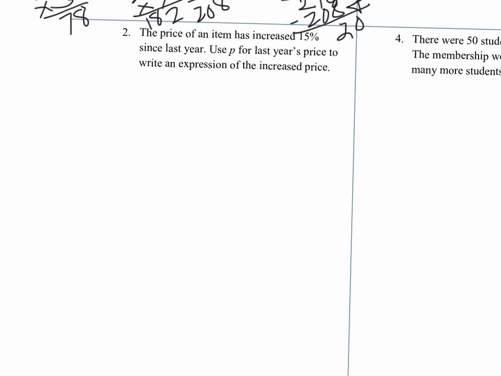Number 2. The price of an item has increased 15% since last year. Use P for last year's price and write an expression for the increased price. P represents the price from last year, and you want to figure out what the new price would be, so that would be in addition to the old price. Then you'd have to find 15% of P.